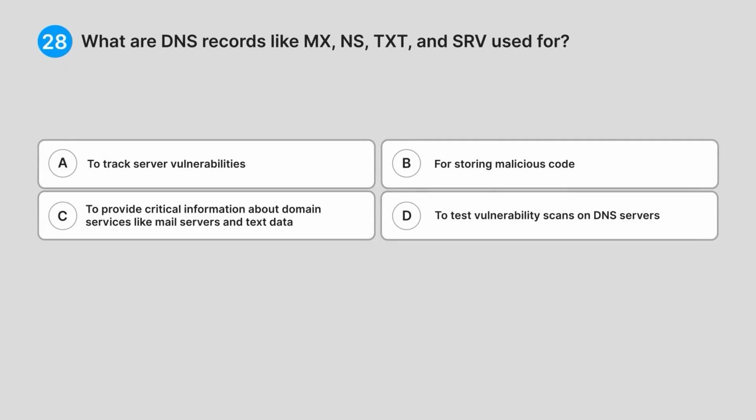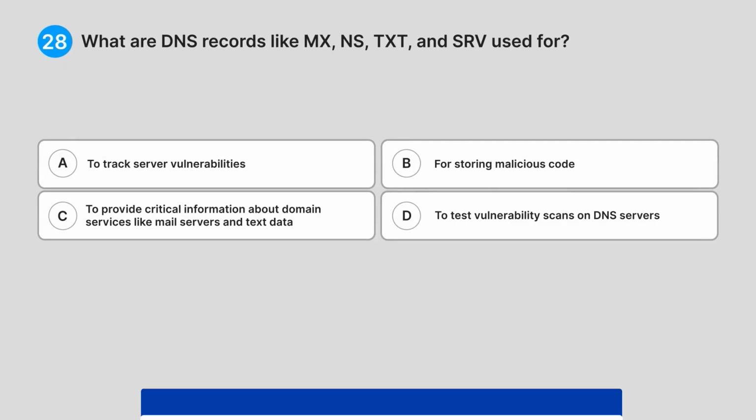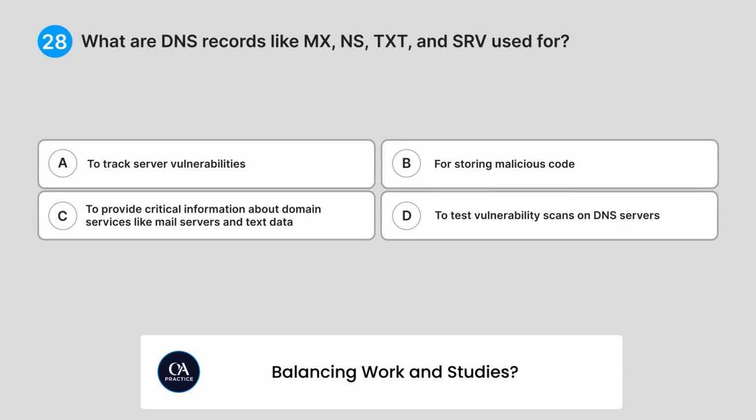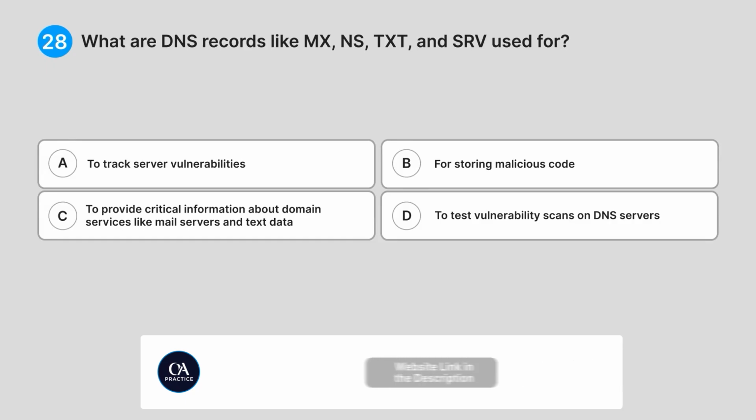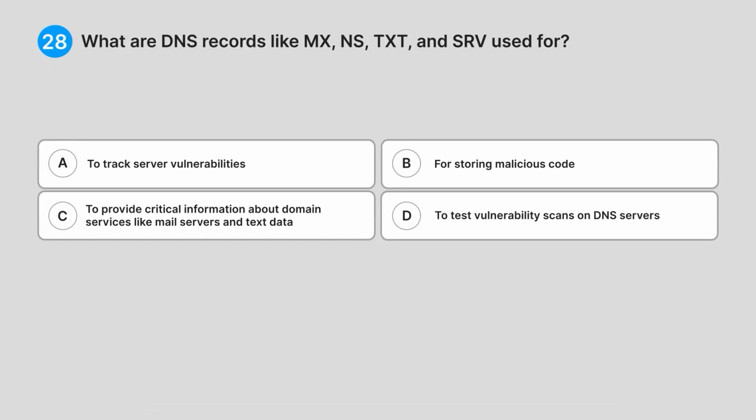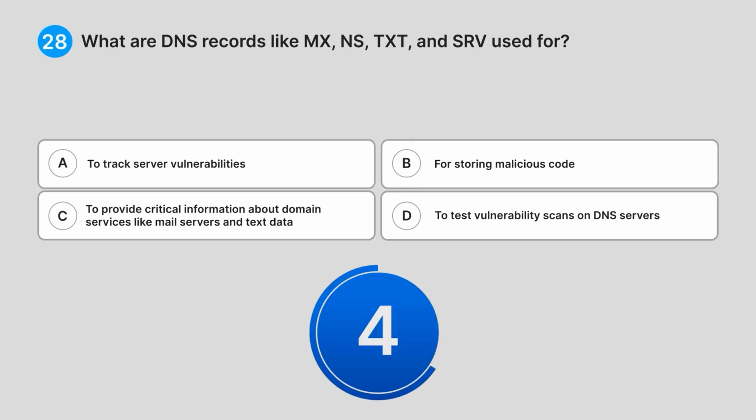28. What are DNS records like MX, NS, TXT, and SRV used for? A, to track server vulnerabilities. B, for storing malicious code. C, to provide critical information about domain services like mail servers and text data. D, to test vulnerability scans on DNS servers. Can you guess the answer?